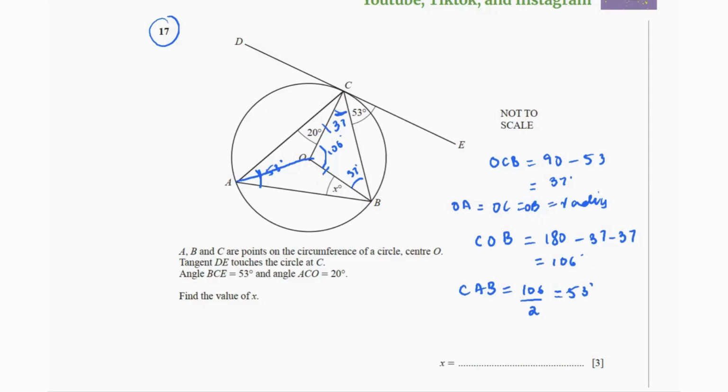So if this is X, this is also going to be X. And if that's 20, this is also going to be 20. So we can do 53 minus 20 to find the value of X. Because the total angle CAB is 53. A part of that is 20, and a part of that is X. So 53 minus 20, which is 33. That's X. That's your answer.